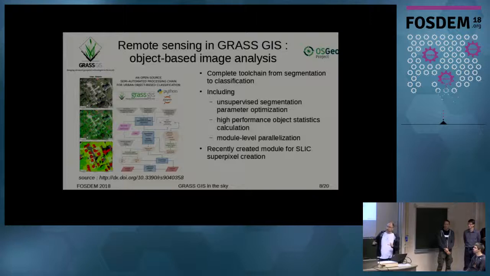We've developed a module which does segmentation, which divides your image into objects. And there's a whole tool chain that has been developed to go from the automatic segmentation parameter optimization all the way to machine learning-based classification of the resulting objects. So you now have the full pipeline available in GRASS with, wherever possible, the idea to parallelize and make it possible to work on very, very large images in this pipeline.